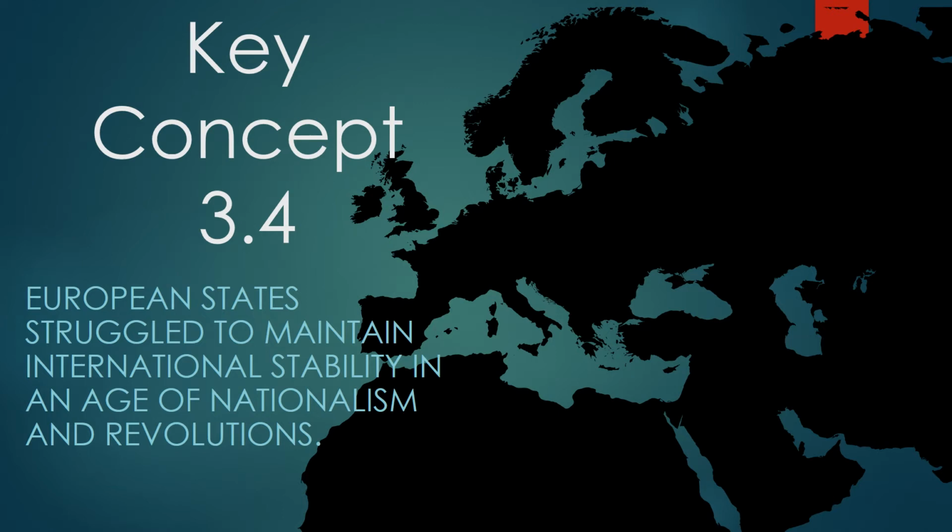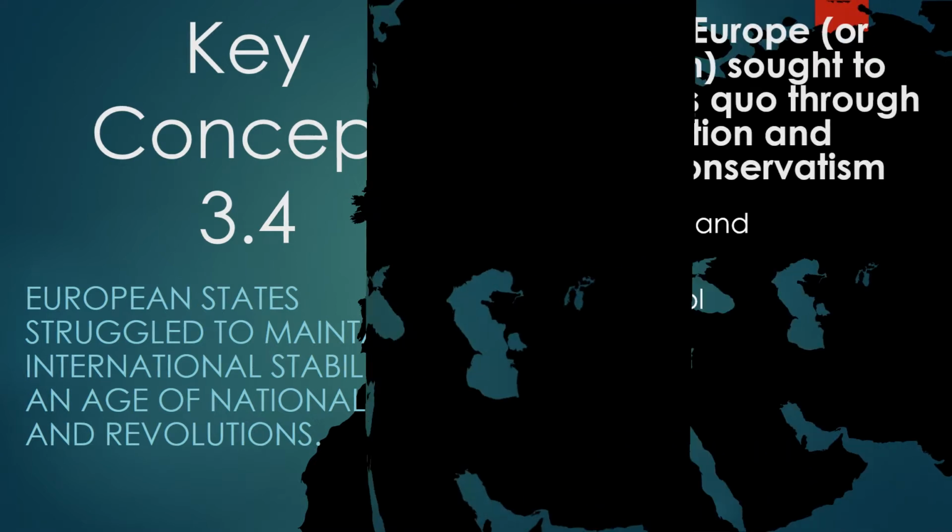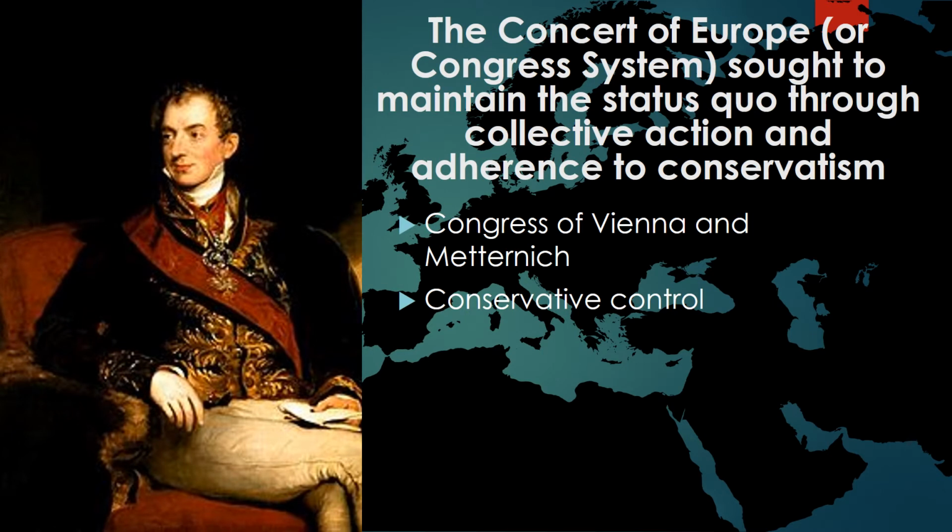Key concept 3.4 focuses on the European states and how they struggle to maintain stability during this age of nationalism and the age of revolutions. After the Congress of Vienna, the Concert of Europe, what we call the Congress system, sought to maintain the status quo through collective action and adherence to conservatism.